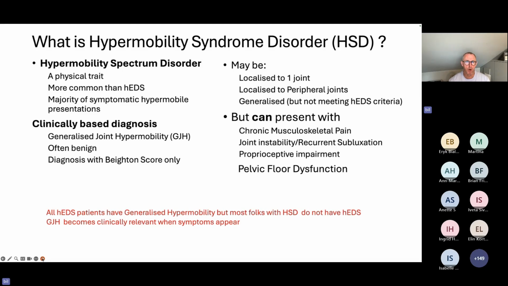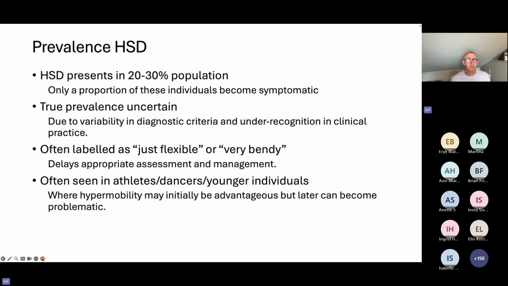So I think the point is, though, all HEDS patients have generalized hypermobility, but most folk with hypermobility spectrum disorder don't have HEDS. So generalized joint hypermobility becomes clinically relevant when they get symptoms. So some of these guys might not actually get symptoms. So like I said before, the prevalence of HSD is about 20 to 30% of the population. Only a proportion of these individuals become symptomatic, and the true prevalence is uncertain. And again, they're often just labeled as flexible or bendy.